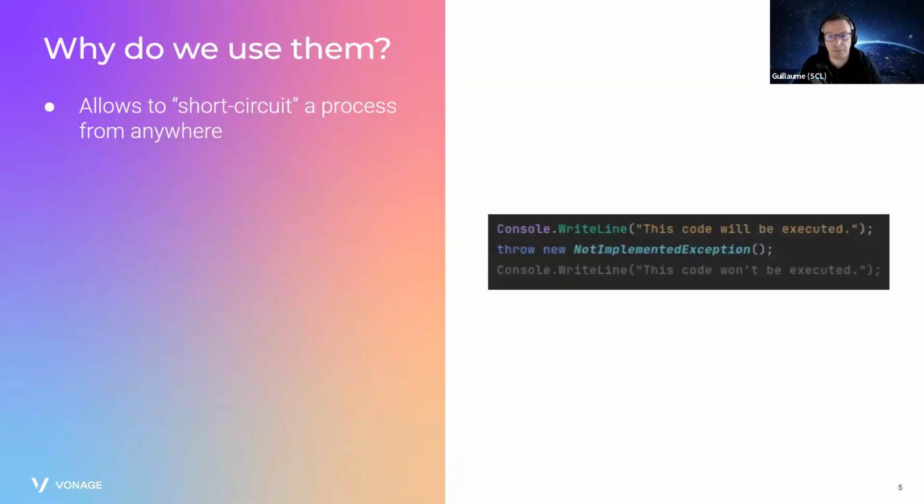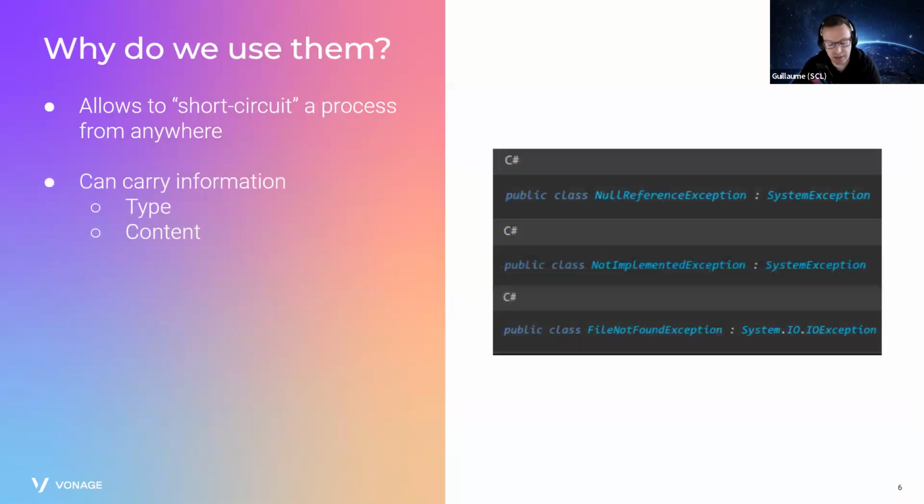So why do we use them? Well, they're fairly easy to use. You just throw and bam, it throws. And you can easily short circuit a process. Everything after an exception will not be executed. And an important thing, they can carry a lot of information.